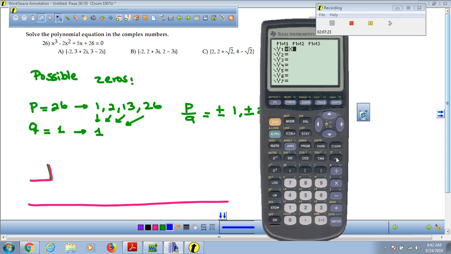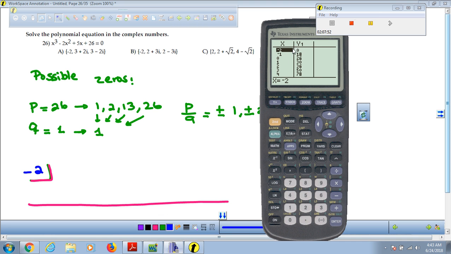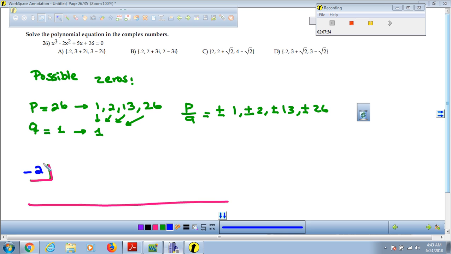X to the third minus 2x squared plus 5x plus 26. You just need to find one number from this list that's an x-intercept. Could be -2 to be on the safe side. Let's go to the table. Yeah, -2. That's all I need. One number that is an x-intercept. So how did I know that it was -2? Because it has a 0 on the y-coordinate. That's an x-intercept. That's a solution. That's a 0, however you want to call it.